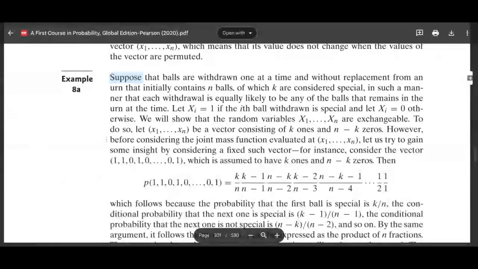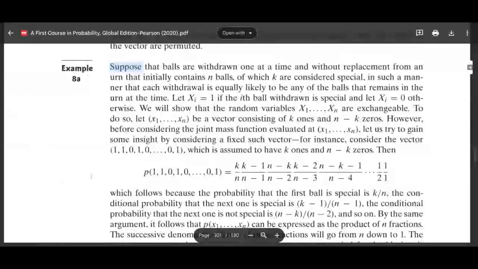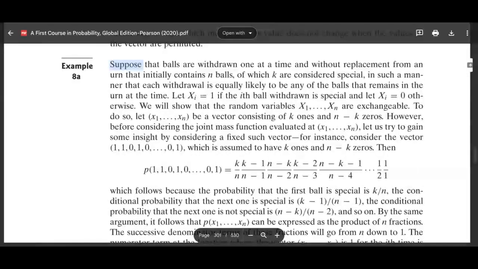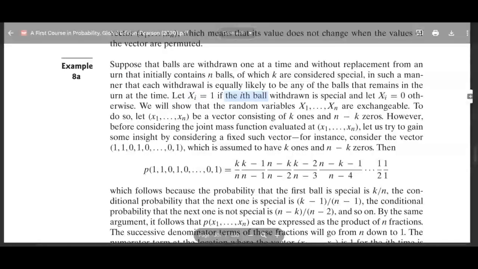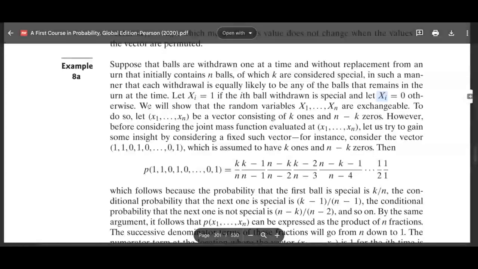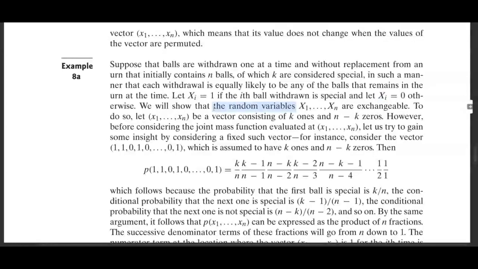Let's see this example. Suppose that the balls are withdrawn one at a time and without replacement from an urn that initially contains n balls, of which k are considered special, in such a manner that each withdrawn is equally likely to be any of the balls that remains in the urn at the time. So Xi is 1 if the i-th ball withdrawn is special, and Xi is 0 otherwise. We will show that the random variables x1 up to xn are exchangeable.